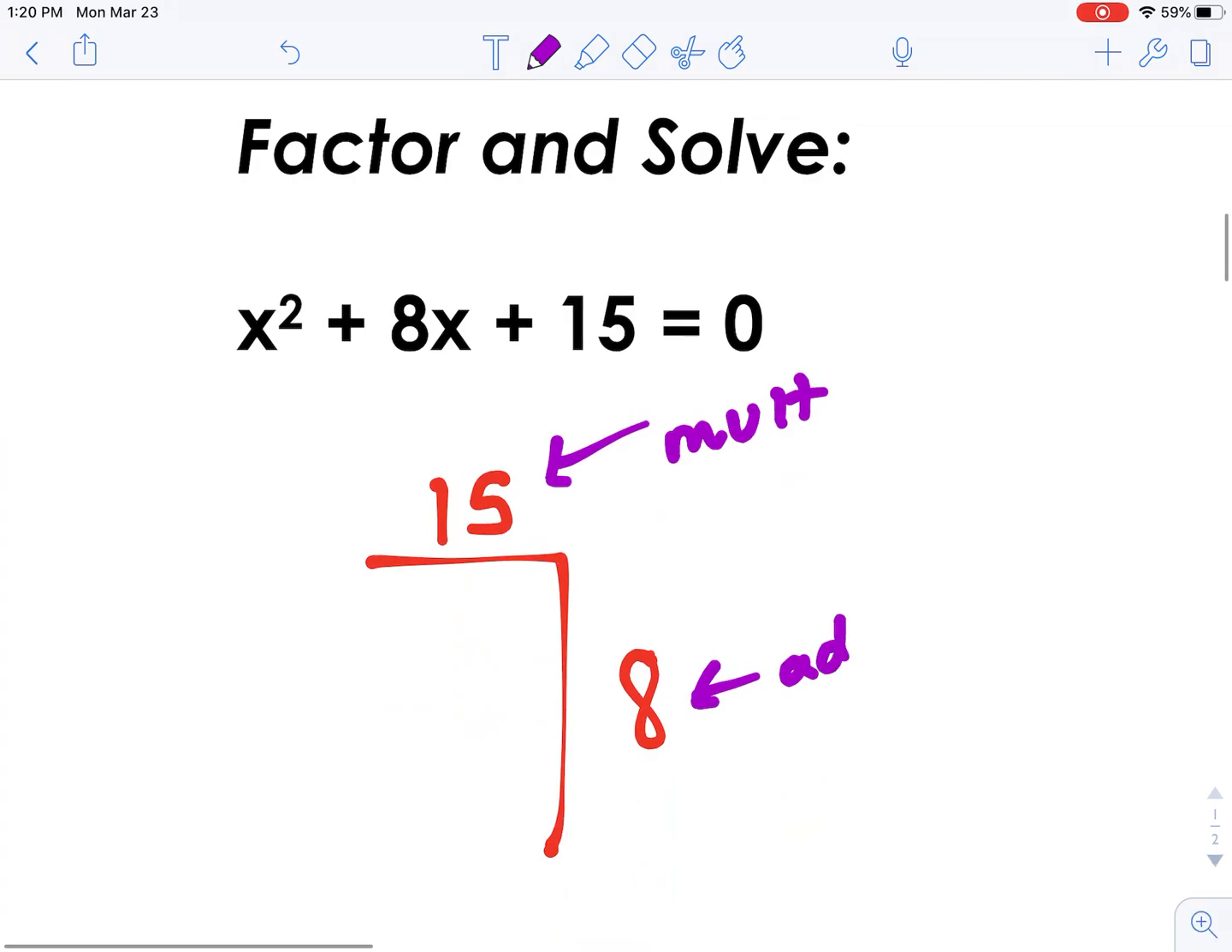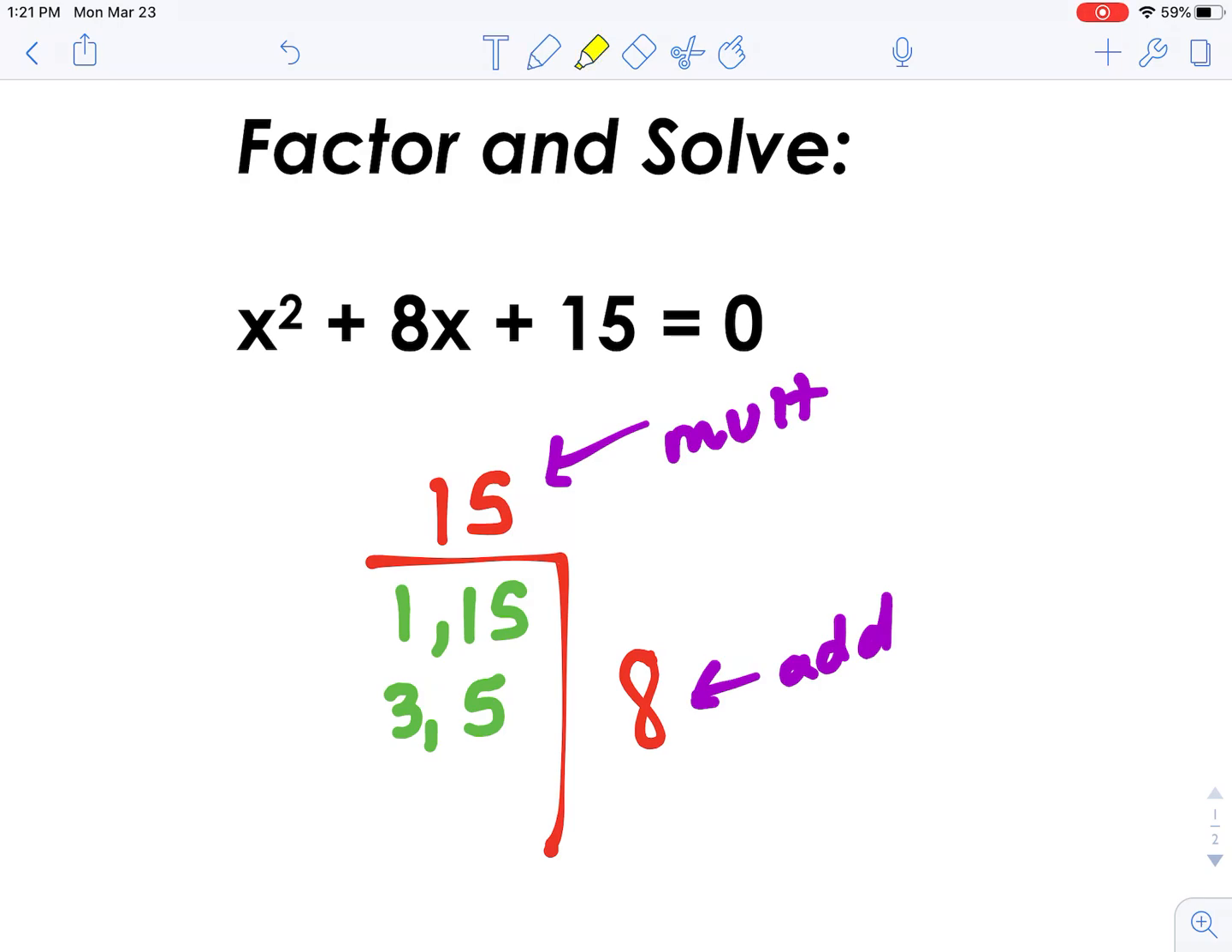So let's go ahead and remember what multiplies to 15. We have 1 and 15. 2 does not go into 15. We have 3 and 5. 4 does not go into 15, and we're back at 5. So those are the only factors.